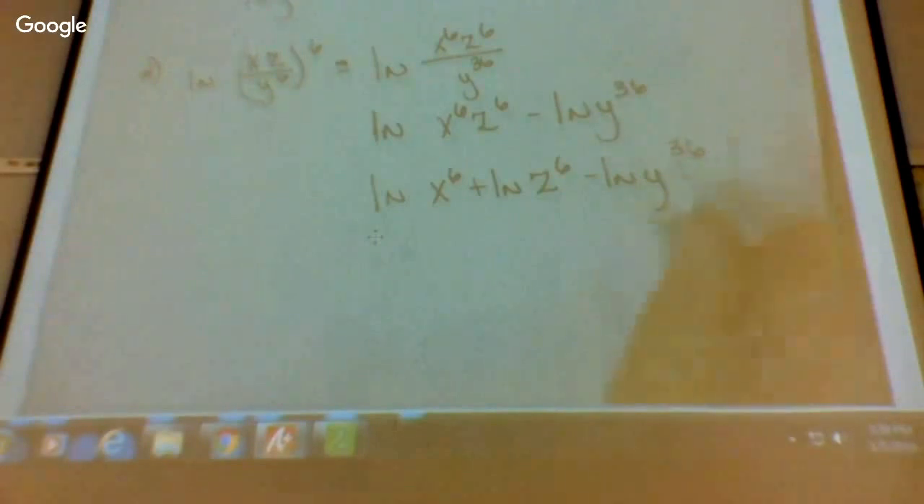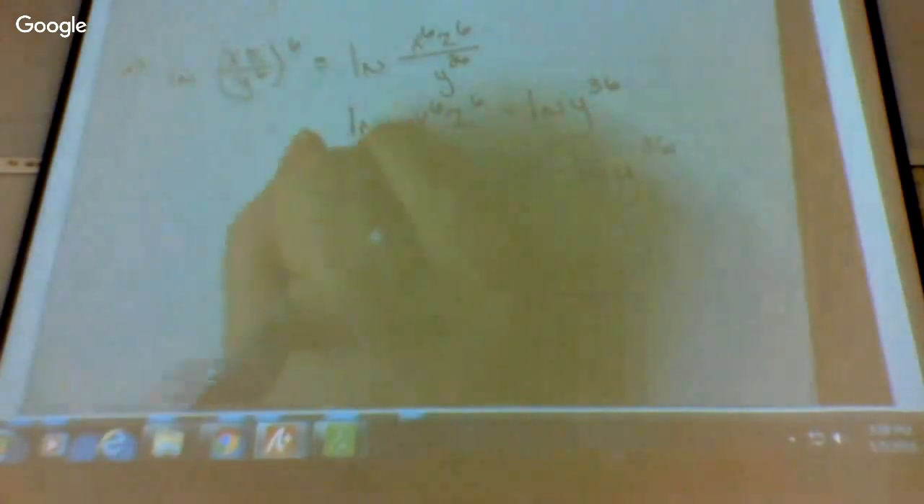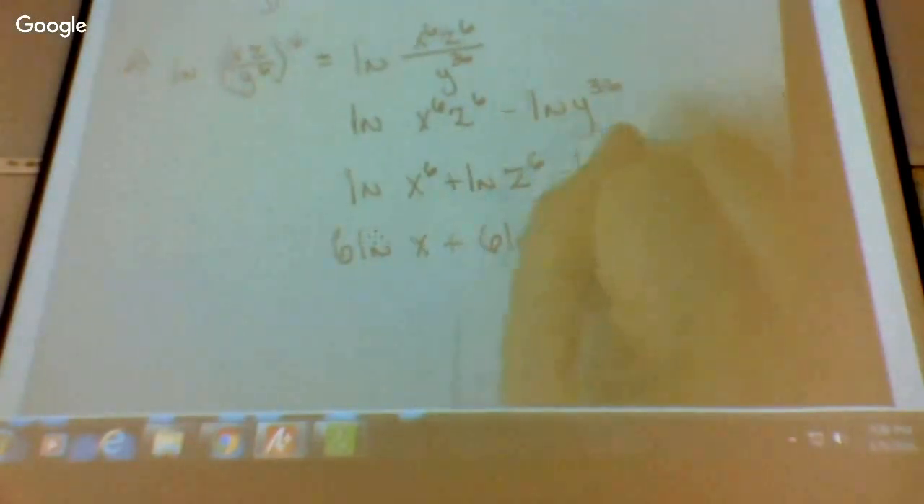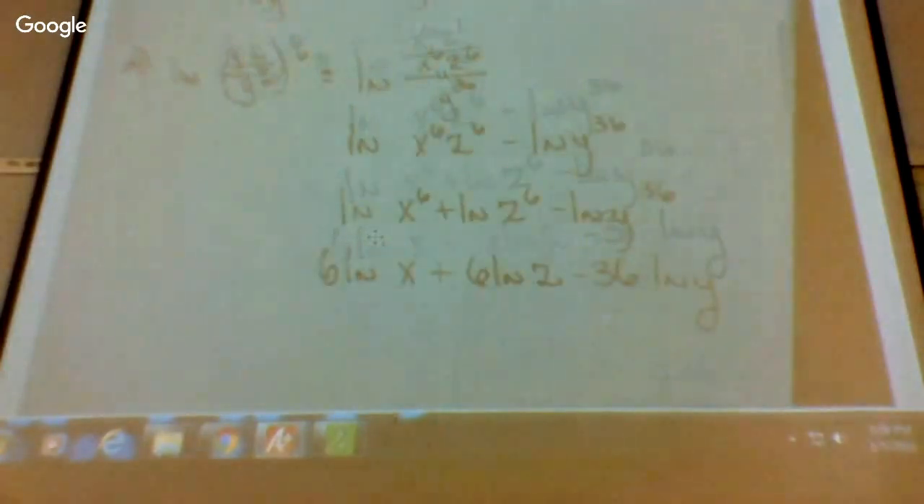I have exponents, which I cannot have if I'm expanding, so I have to get rid of those. So it's 6 Ln of x plus 6 Ln of z minus 36 Ln of y. Any questions?